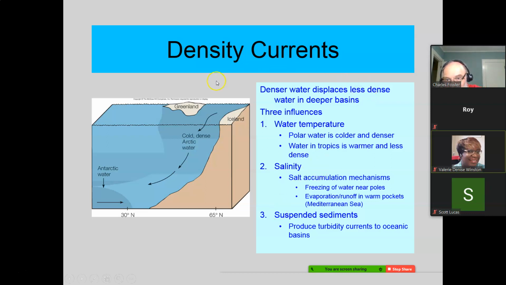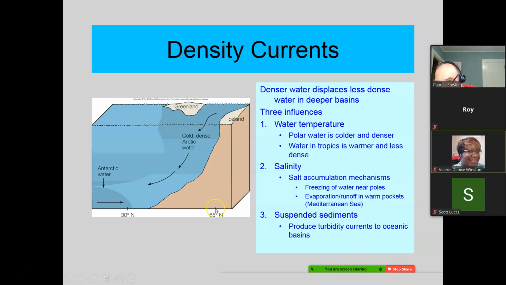Here we have that cold, dense Arctic water. Now remember, Greenland's here, Iceland's here. Iceland's a volcanic island that just happened to come to the surface here. That's what islands are. This is not very deep water here, but it's very cold water. And once it passes that sort of ridge of land between Greenland and Iceland, it sinks. And it sinks big time because of its cold. Now, this is the part that I can make sense of.